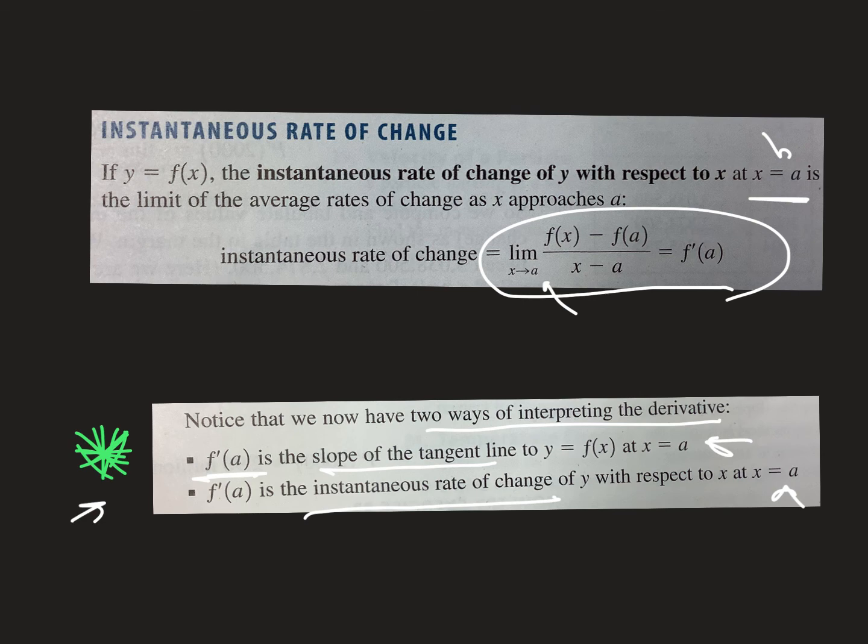Okay, so let's look at one example. It says if an object is dropped from a height of 3,000 feet, its distance above the ground in feet after t seconds is given by this. This is how high it is, just dropping something down. Find the object's instantaneous velocity after 4 seconds.